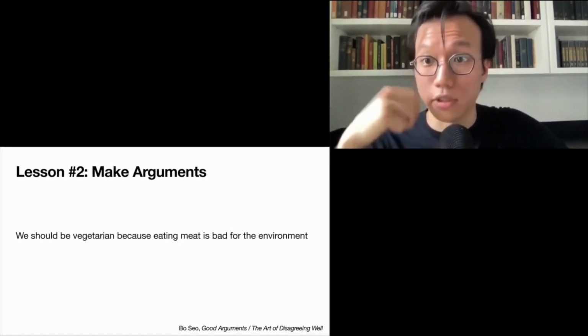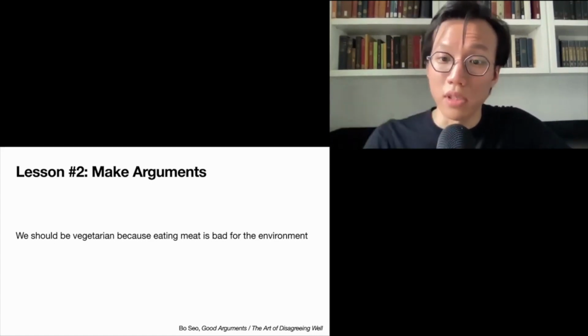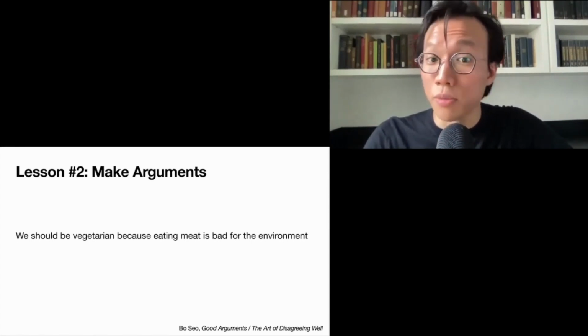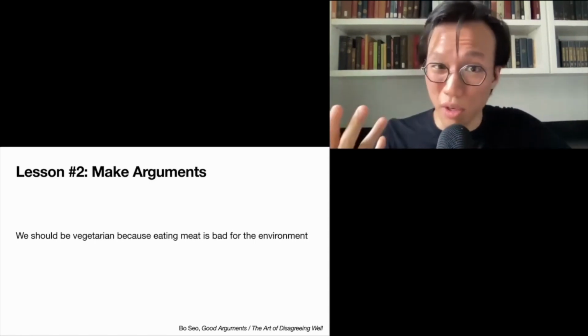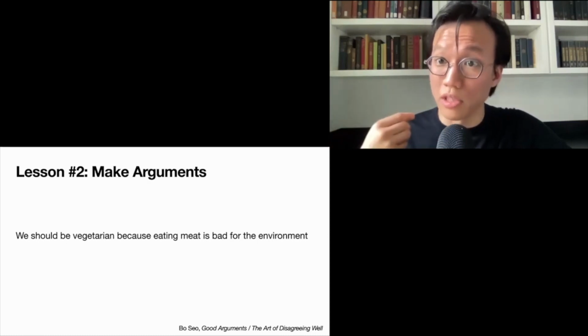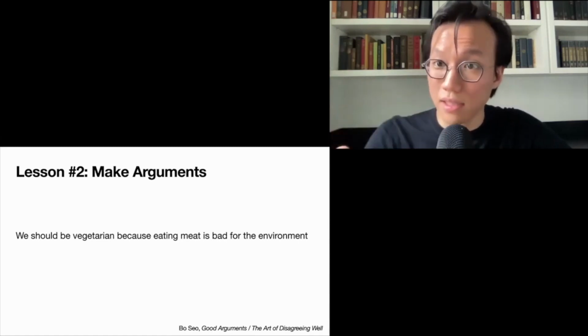So these are terrific suggestions. So Anne says, our meat consumption is negatively affecting the environment, right? So pretty straightforward. So the argument is that we should be vegetarian because eating meat is bad for the environment. And probably the first thing you're wondering is, is it bad for the environment? Right? And so one of the things you need to do in the argument is to actually show that there are these environmental consequences that you're talking about.